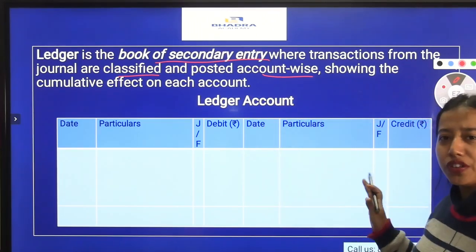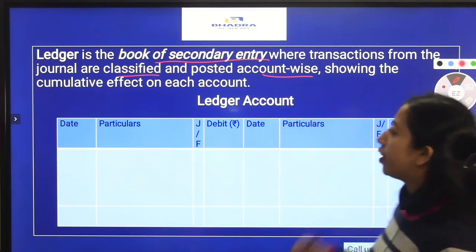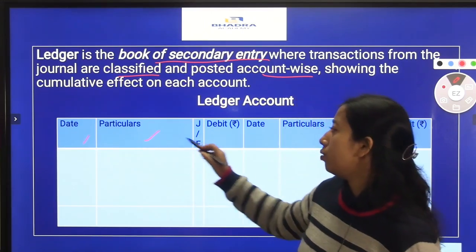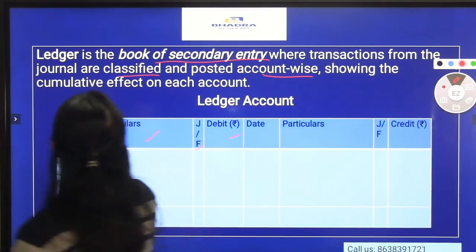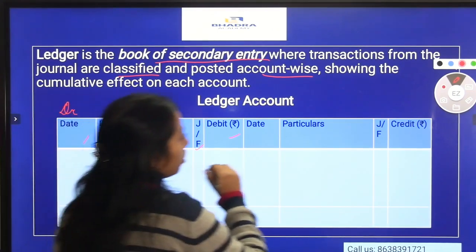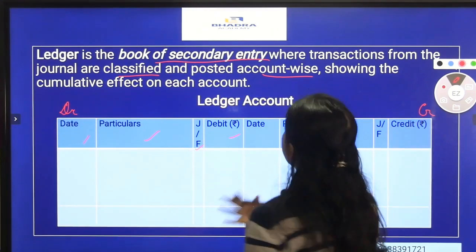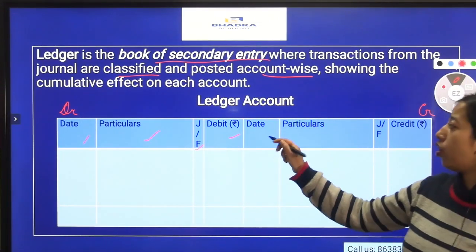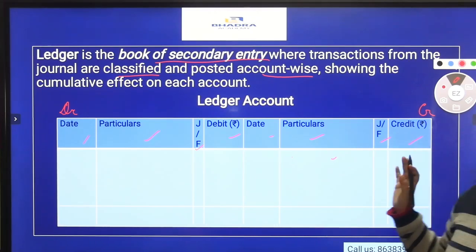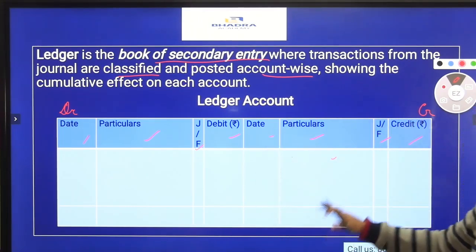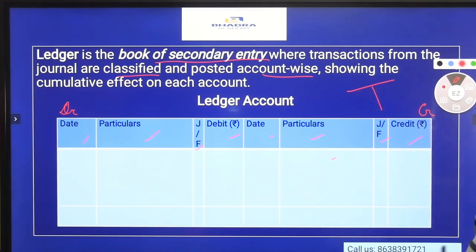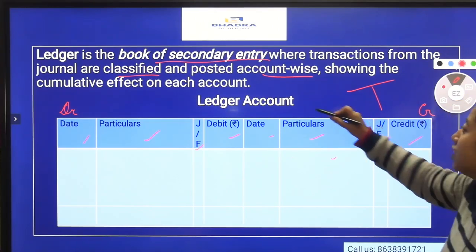And the format of a ledger account looks something like this. So it will again have a date column, a particular column. Here we will have a journal folio column, debit amount. So this is the debit side of the ledger account, and this will be the credit side. In the credit side also we will have similar columns: date column, particular column, journal folio, and the credit amount. So a ledger looks somehow like this, or we can say the format of a ledger is like a T. We call it a T account as well. So this is the format of a ledger account.